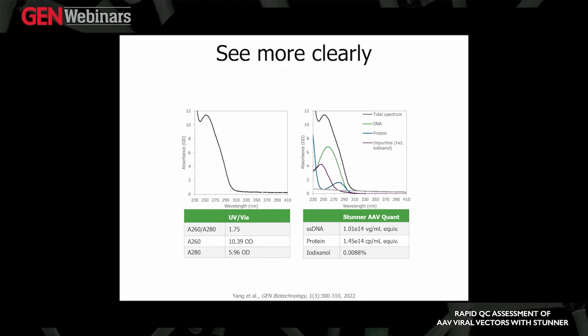Because Stunner can calculate the absorbance of each of these components, it can quantify them too. You'll see those values in the table on the right at the bottom with equivalent vector genomes per mL for DNA, equivalent capsids per mL for protein, and a volumetric percentage for iodixanol concentration. If we instead had used A260 to estimate the amount of DNA present without accounting for the other components present, the result actually would have had approximately a 60% error in this case, something that Stunner and its unmixing tools help you avoid.